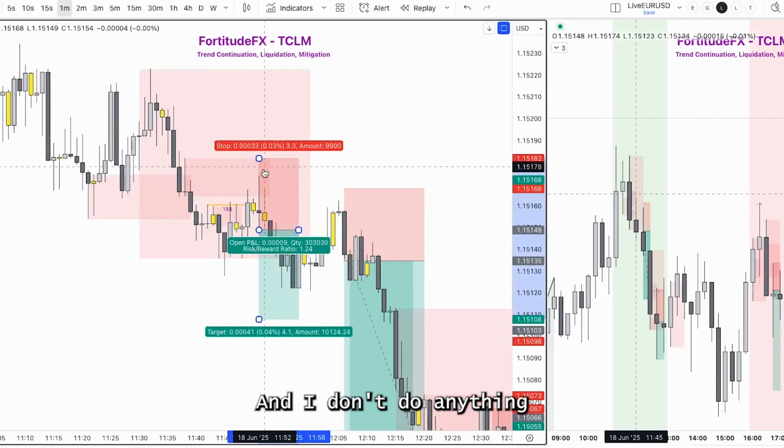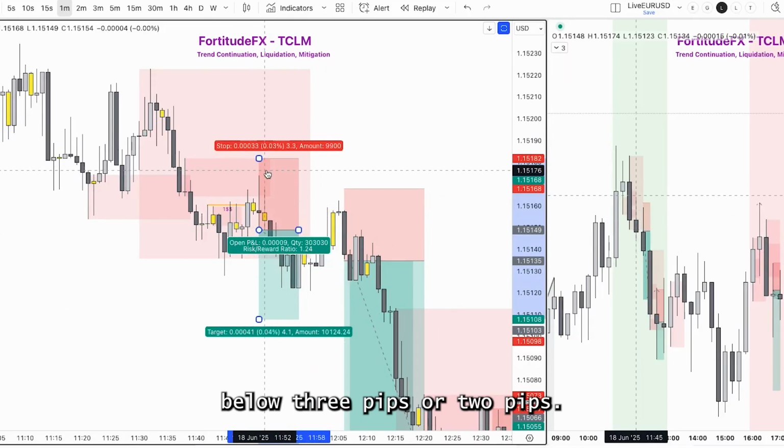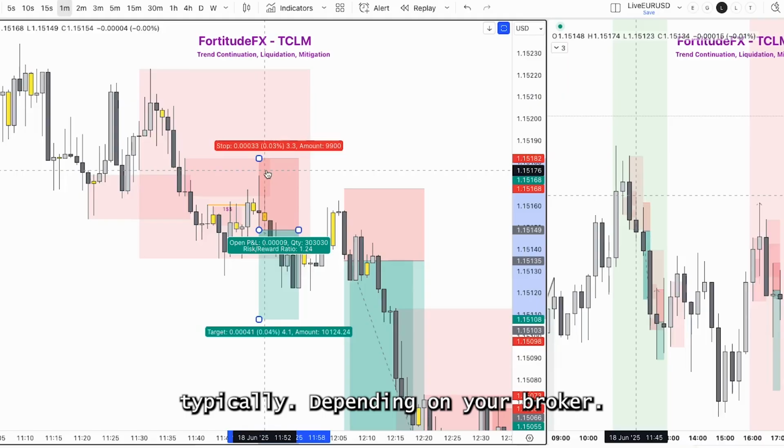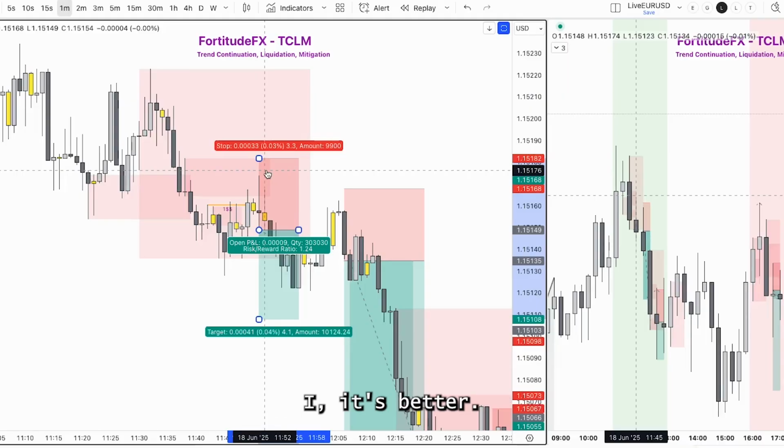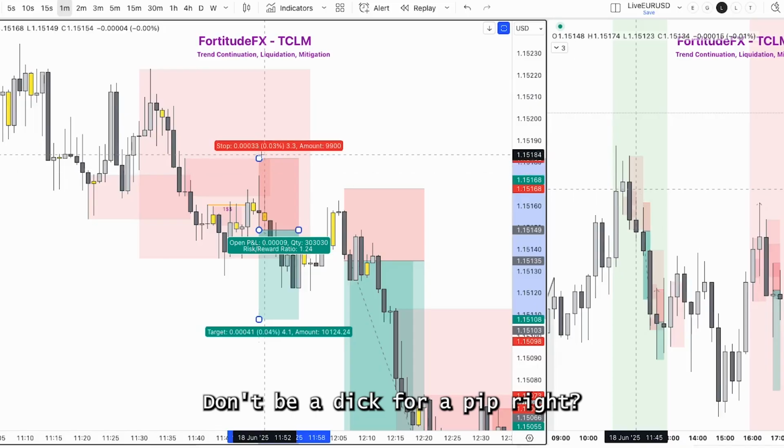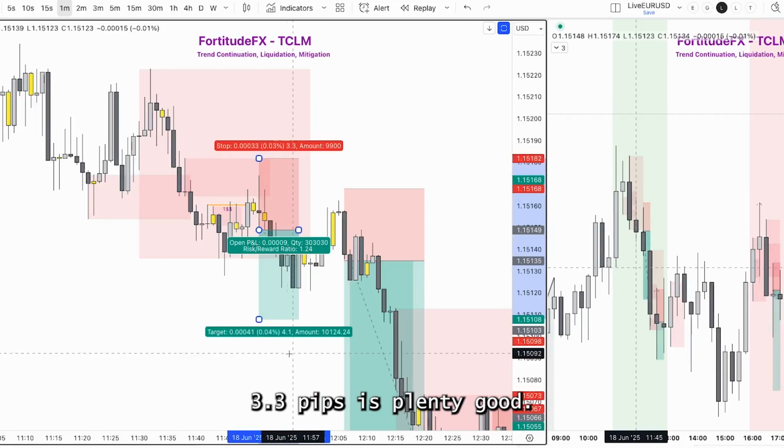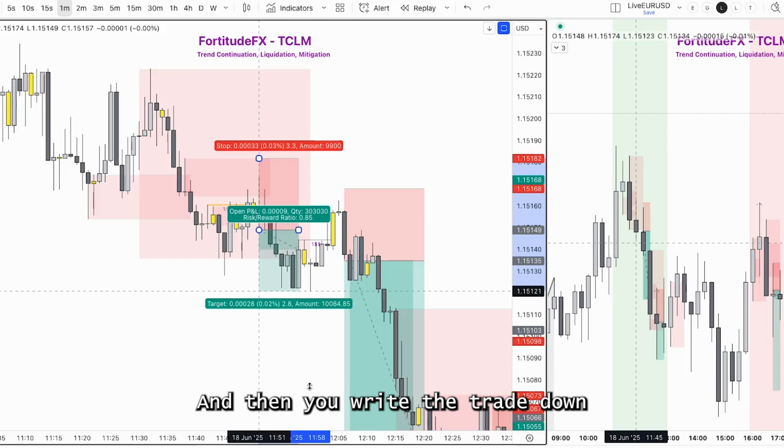And guys, I don't do anything below 3 pips or 2 pips. Sometimes I see a 2.4 pip, 2.5 pip. Spreads are enough to take you out typically, depending on your broker. It's better. Don't be a dig for a pip. So 3.3 pips is plenty good. And then you write the trade down all the way.